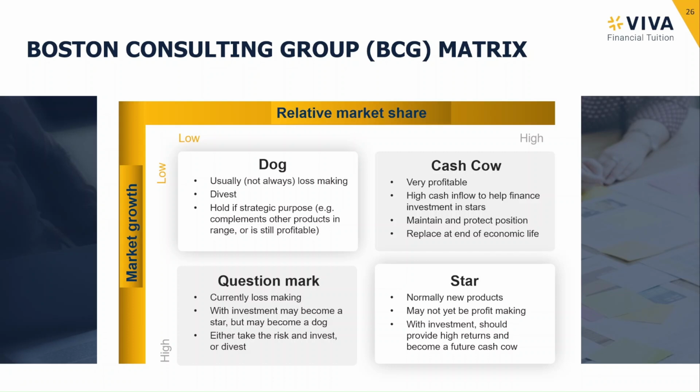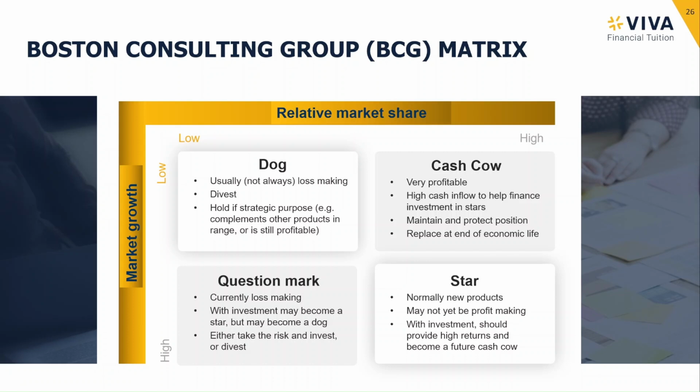And then dogs are usually, not always, loss-making, so divest. Hold if there's a strategic purpose, so it complements another product or it's still profitable. So dog, I guess I would be looking at contribution now rather than, say, profitability, because profitability might factor in some fixed costs, and I just want to make sure that if I sell these dog products, they're making some positive contribution towards everything else. So contribution rather than profit for me when I'm looking at dogs.